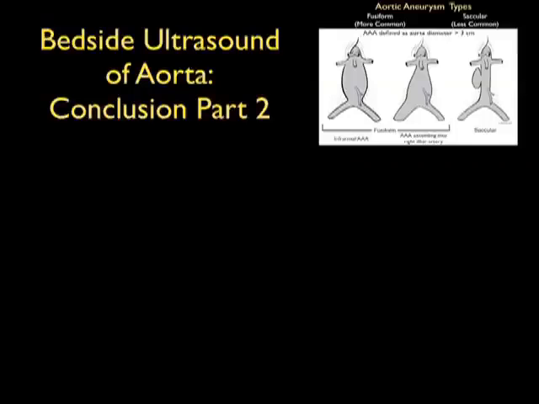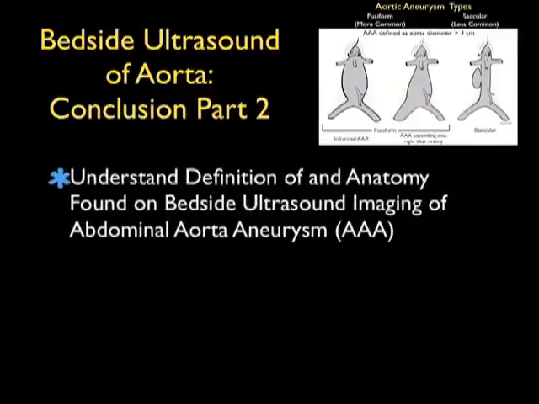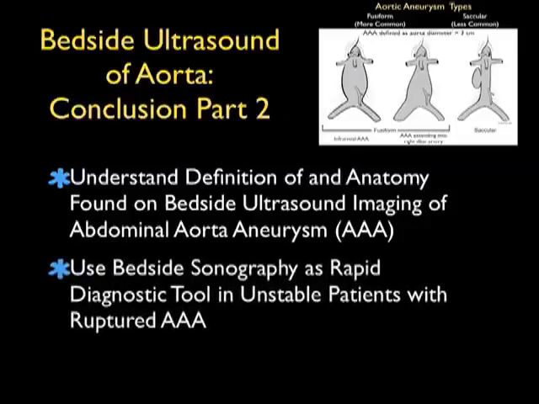In conclusion, thanks for joining me for this Soundbites module going over part 2 of bedside ultrasound of the aorta. Hopefully through this module you now understand the definition of and anatomy found on bedside ultrasound imaging of an abdominal aortic aneurysm. And now you can use bedside sonography as a rapid diagnostic tool for picking up a AAA.